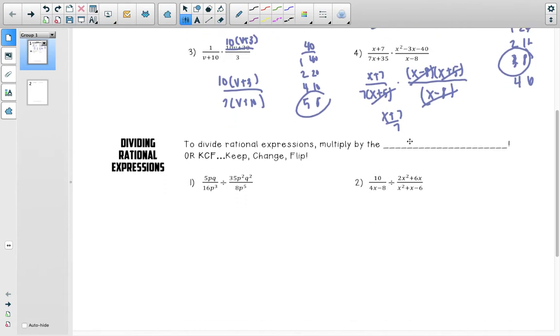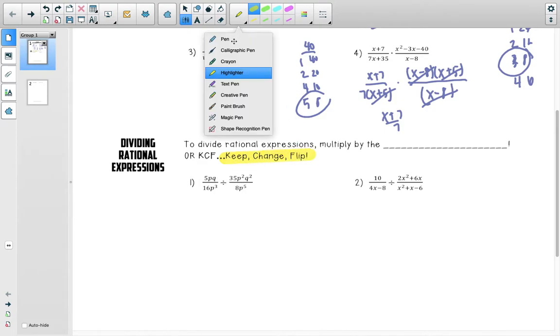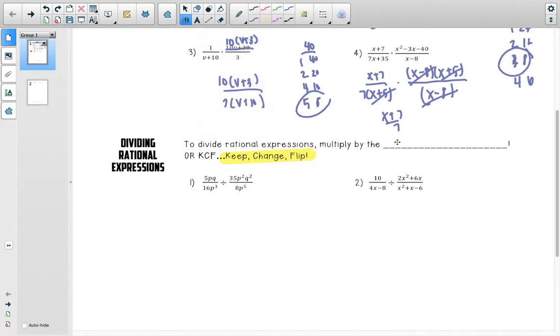So when you have this going on right here, I always say keep, change, flip. So keep the first fraction, change the operation to multiplication, and flip the other fraction. Other people say just multiply by the reciprocal.